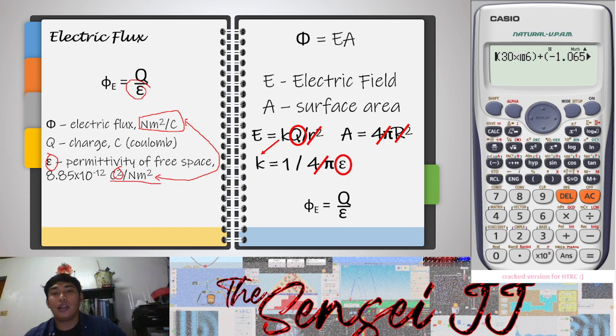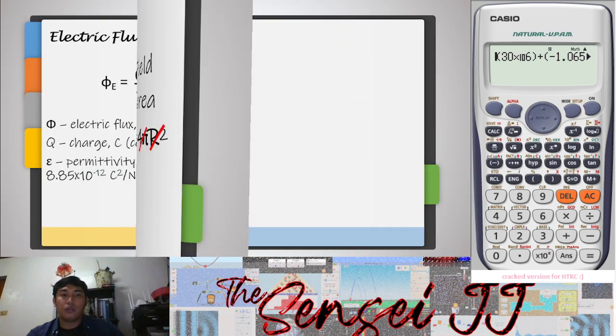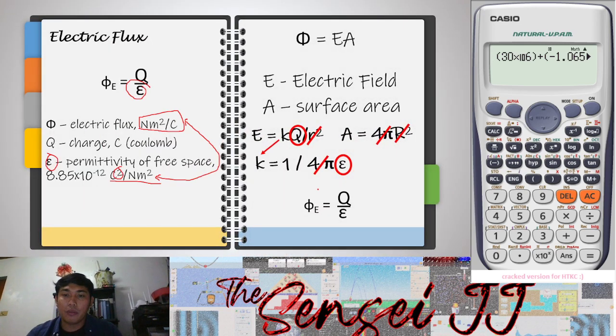epsilon. Okay? Please try to remember that our formula here is phi E, or the electrical flux. It's equivalent to electric charge all over our permittivity of free space. Okay, so please try to copy this one, guys, and we will be moving on to the next.